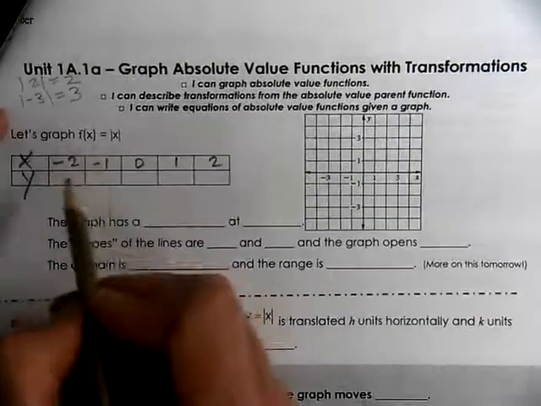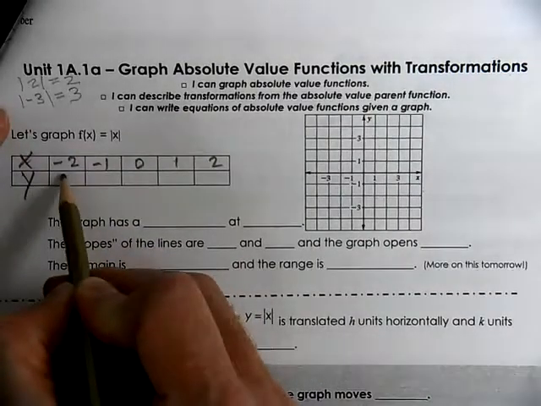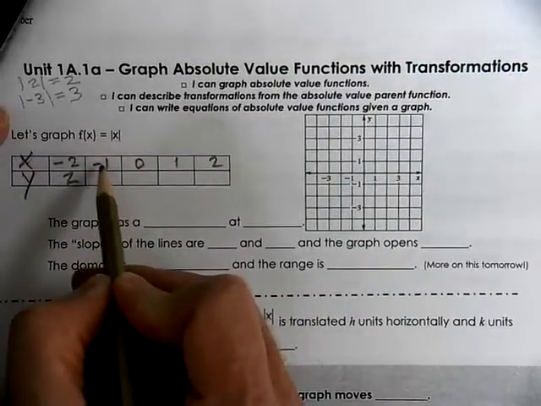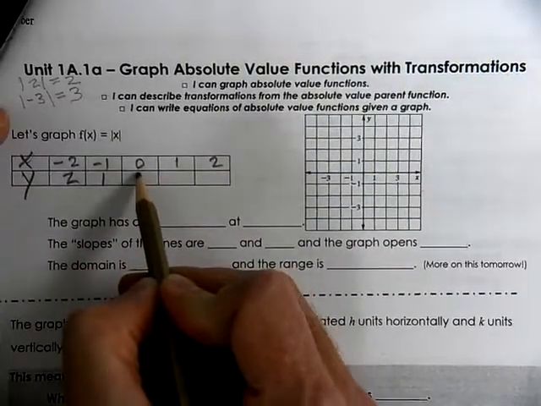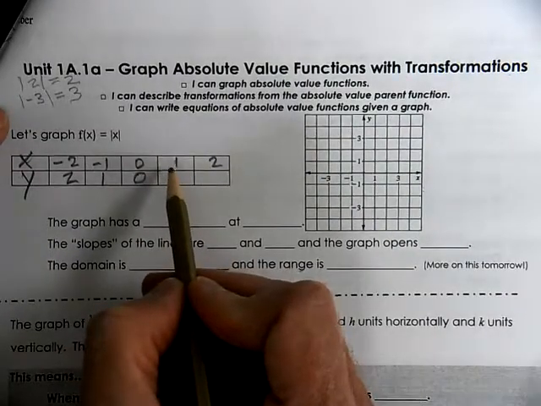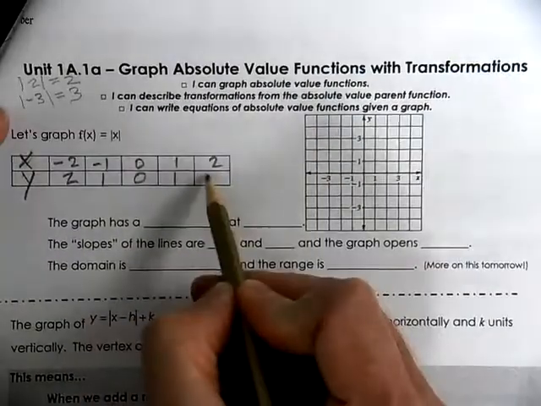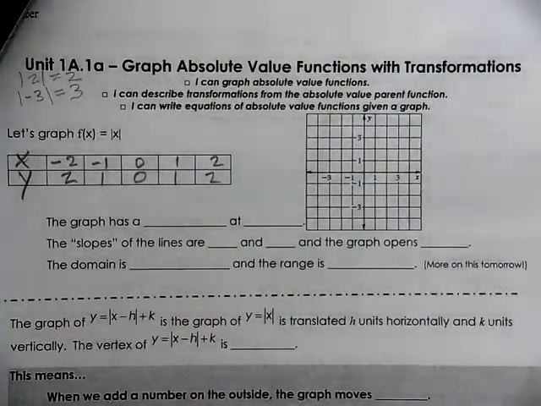Now what happens when we take the absolute value of -2? We get 2. What's the absolute value of -1? Absolute value of 0 is 0. Absolute value of 1 is a positive 1. And absolute value of 2 is 2. So there's your table. Now we should be able to plot those points.